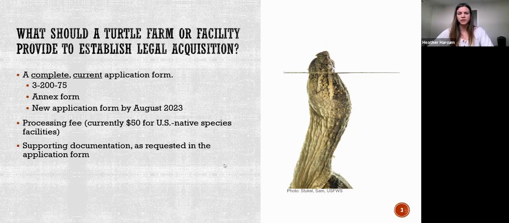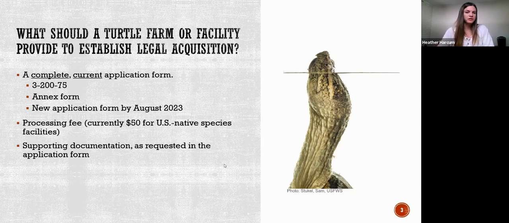And at this time, we are working on a new application form that should be up by August 2023. But until that time, we do have some additional questions that we will be asking them, because a lot of these species went from Appendix 3 uplisted to Appendix 2. So there is an annex form now that we're going to be asking additional questions to get a better understanding of their current methods and in order to make a non-detriment finding.